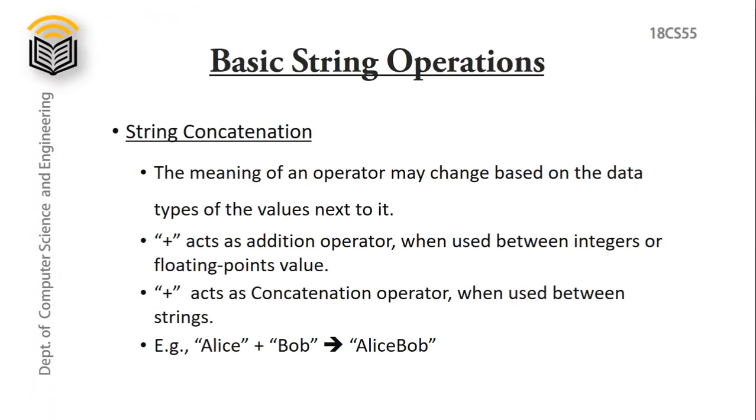Basic string operations. String concatenation. The meaning of an operator may change based on the data types of the values next to it. Plus acts as an addition operator when used between two integer or floating point numbers. Plus acts as a concatenation operator when used between strings. For example, 'Alice' concatenated with 'Bob' gives 'AliceBob'.